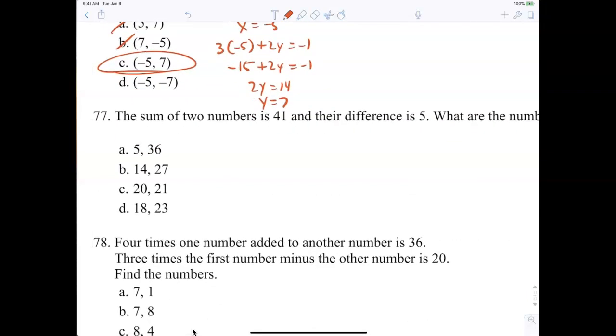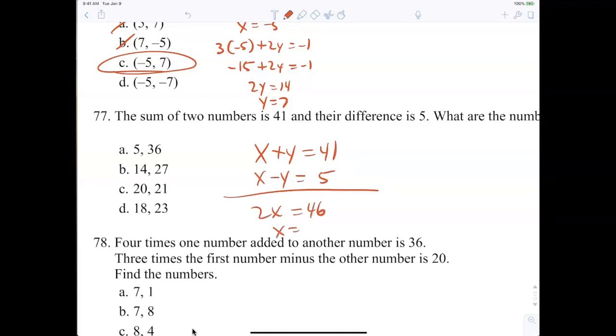The sum of two numbers is 41. x plus y equals 41, and their difference, x minus y equals 5. 2x equals 46, so x is 23. So 23 and 18.